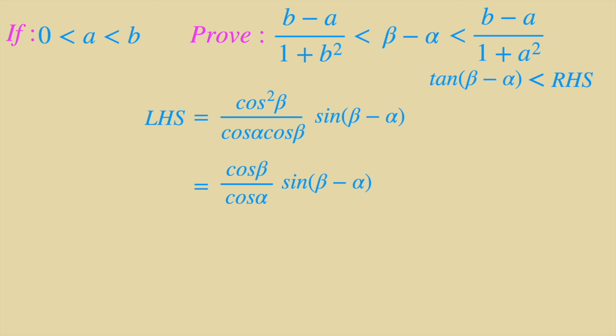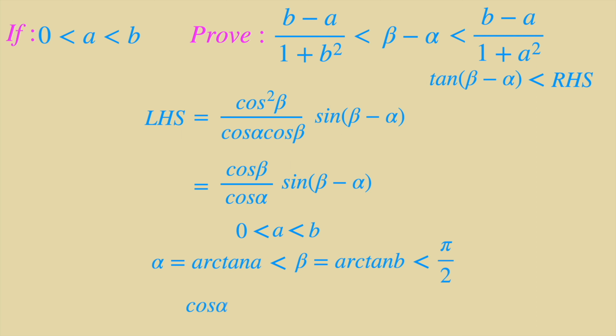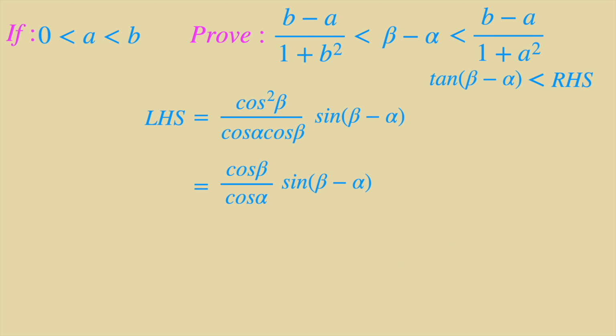For now, we have made great progress, but there's still something to do. Notice that a is greater than 0 and is less than b, so alpha equals arctangent a is less than beta, which equals arctangent b, and is less than pi over 2. Therefore, cosine alpha is greater than cosine beta, which means cosine beta over cosine alpha is less than 1. So the fraction which equals the left-hand side is less than sine of beta minus alpha. Okay, that's the second achievement we have got.